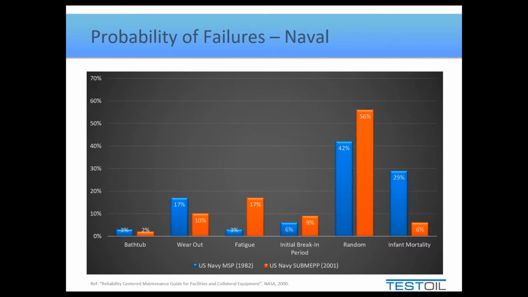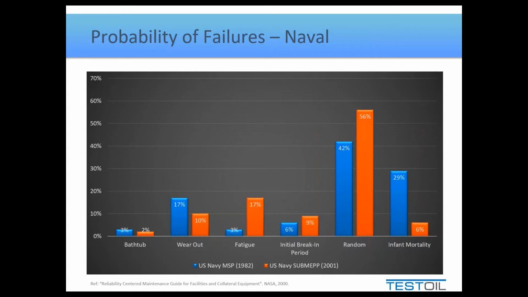up with, here's a couple out of the Navy. And these are for different maintenance groups within the Navy, but again, they kind of replicated some of the same points, is that almost nothing fits the bathtub curve. What they found was similar values in fatigue and initial break-in, but they took away a lot of the infant mortality data and they classified it a little bit under wear-out, but most of it under random.